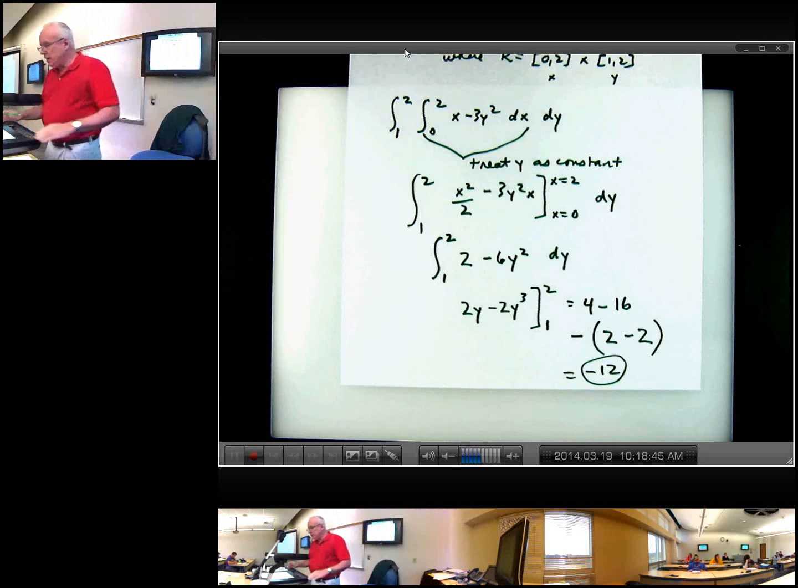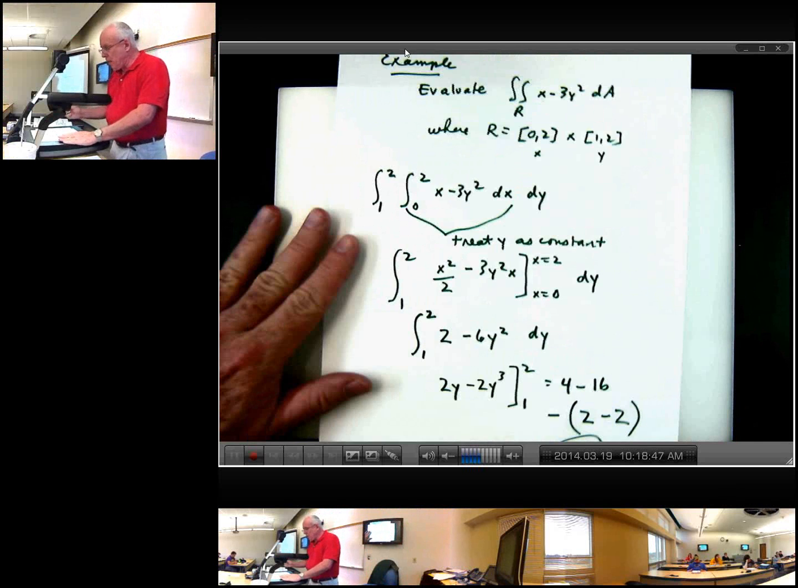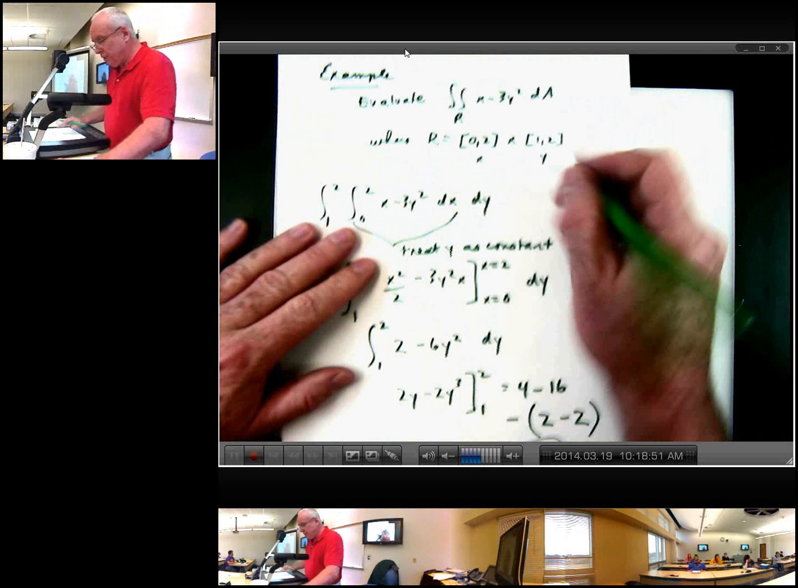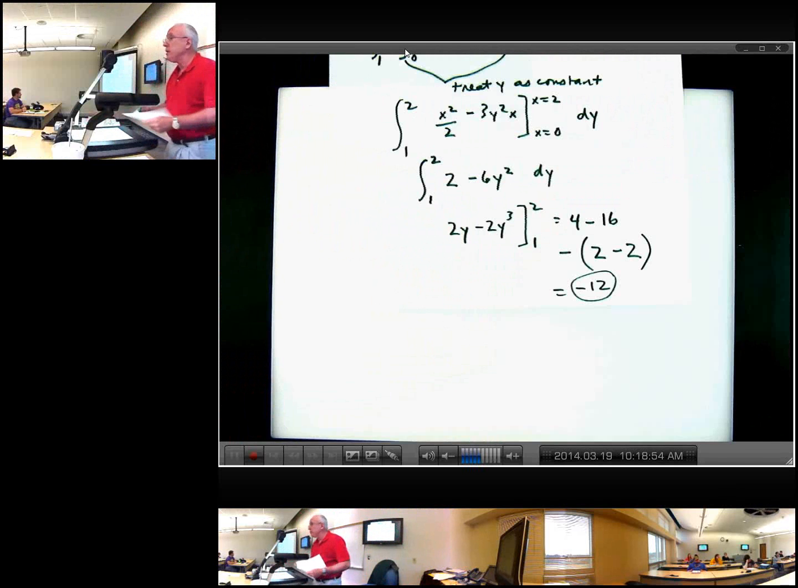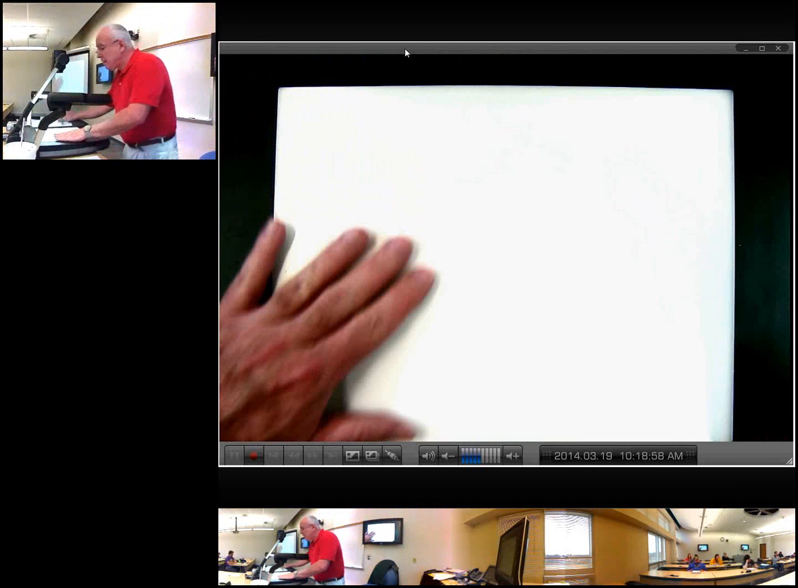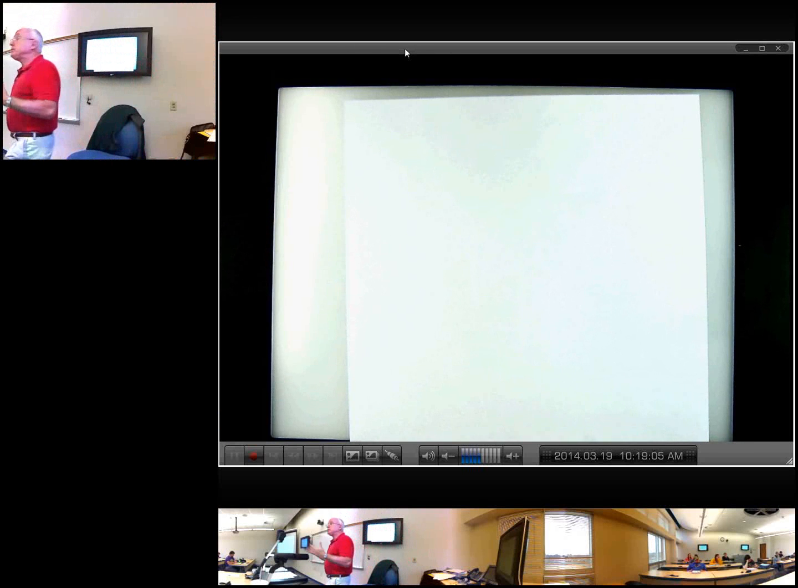Of course, I could have done this one with the other order of integration, no problem, and I would have gotten the same answer. Now sometimes you really don't have a choice of deciding, hey, I'm going to integrate first with respect to x and then with respect to y, or vice versa. In other words, I could do it either way, so just toss a coin and I'll do it either way.